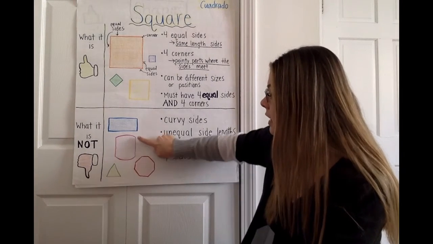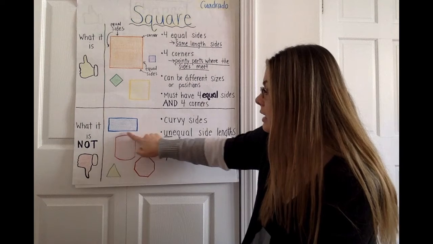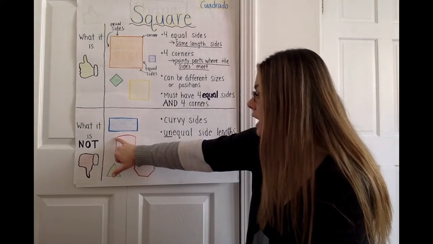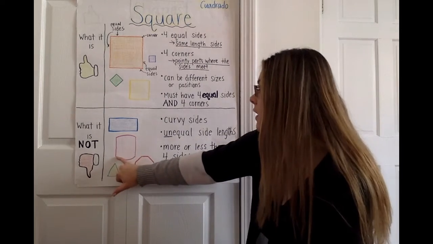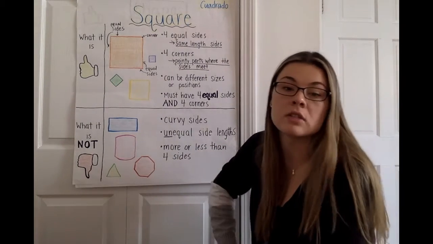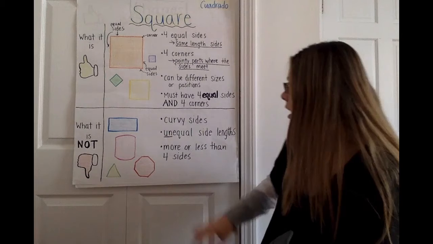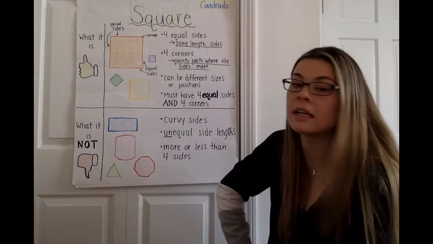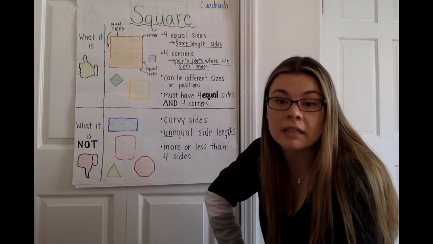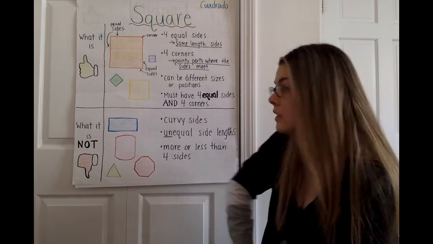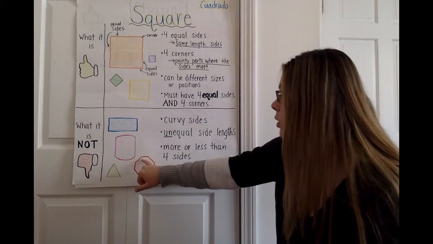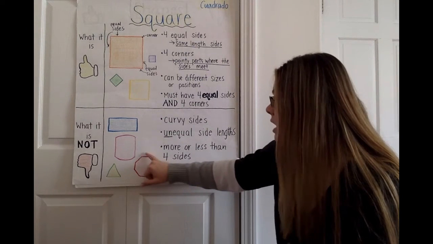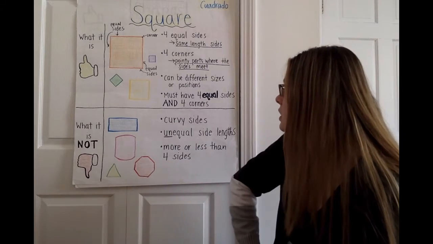This shape here, I see again 4 sides and 4 corners, but what I'm seeing on these sides is that they are curved. They are curvy sides, so that is not a square. At the bottom here, this shape, you might recognize it, only has 3 sides, so again, it is not a square. If it has more or less than 4 sides, it is not a square, as well as this shape, which has much more than 4 sides.